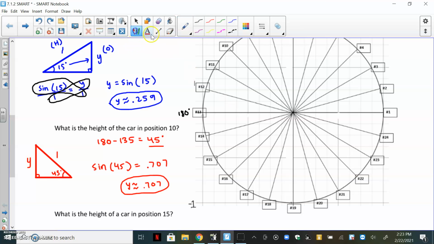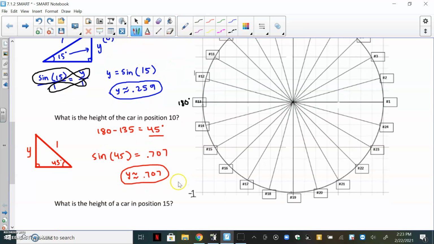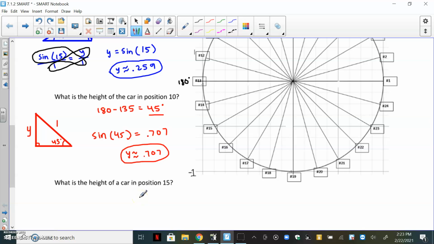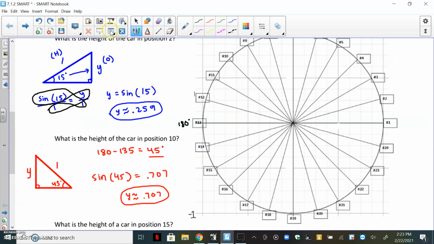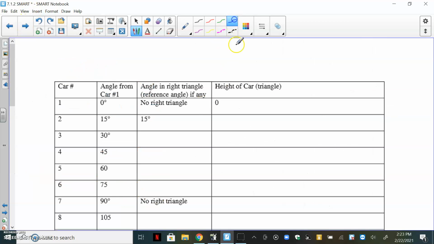But anyway, next we want to know the height of a car in position 15. And actually, before I do that, I want to go back to my table and update these numbers. 0.259 was this one.